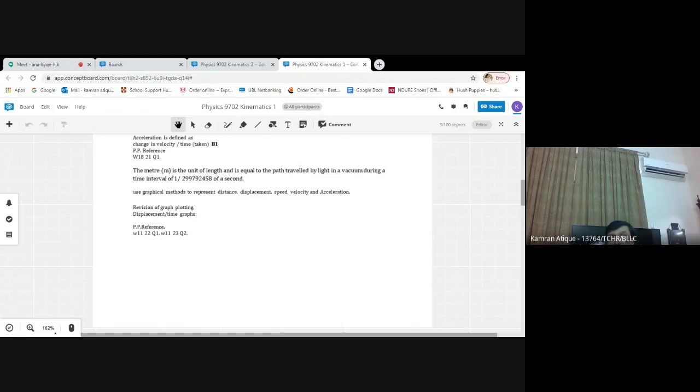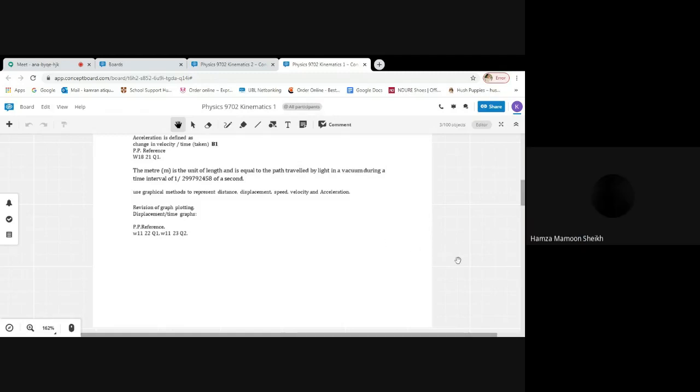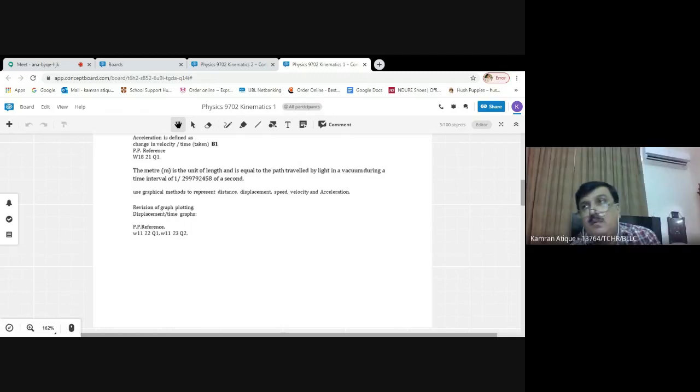while the name is meter per second, whole squared. In the form of symbols, we can write it as m s raised to the power minus 2. Is it okay? Yes, sir. And sir, the velocity will be v and speed will be s. Velocity will be v. Yes.